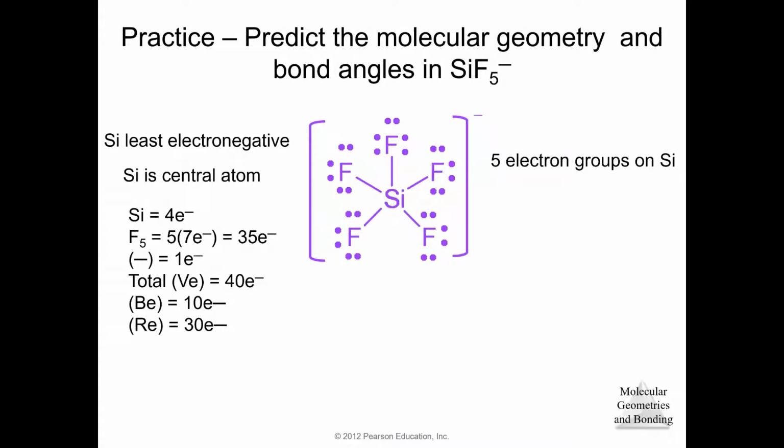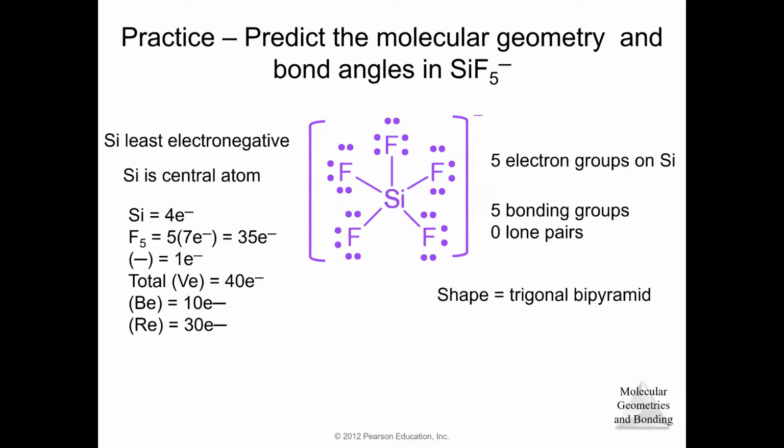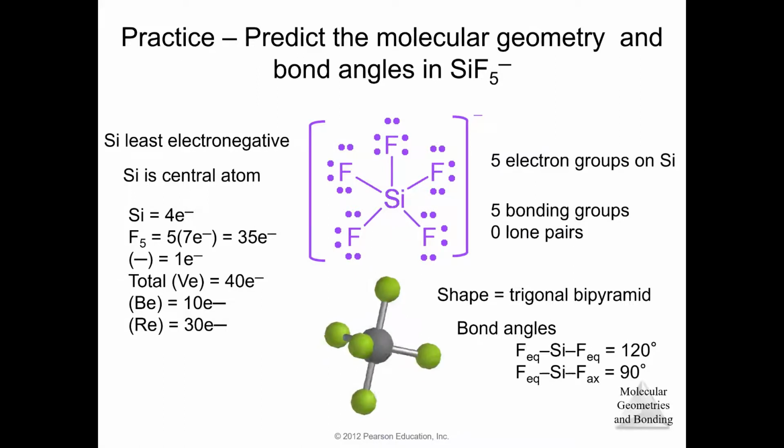Now count the number of electron groups. You have 5 electron groups and 0 lone pair. That would be what? This. Okay. Any question?